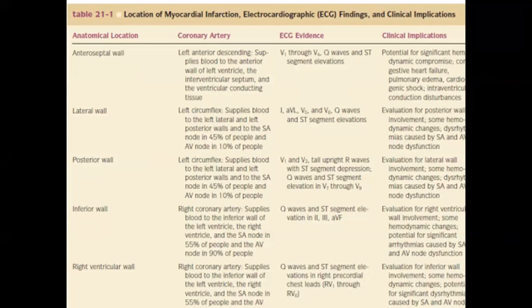So I've just picked one. It's been recorded, so you're able to get the notes, and you'll see the different areas of the heart and their supply, and what changes you get in the ECG, and what clinical features will present with each. Next.